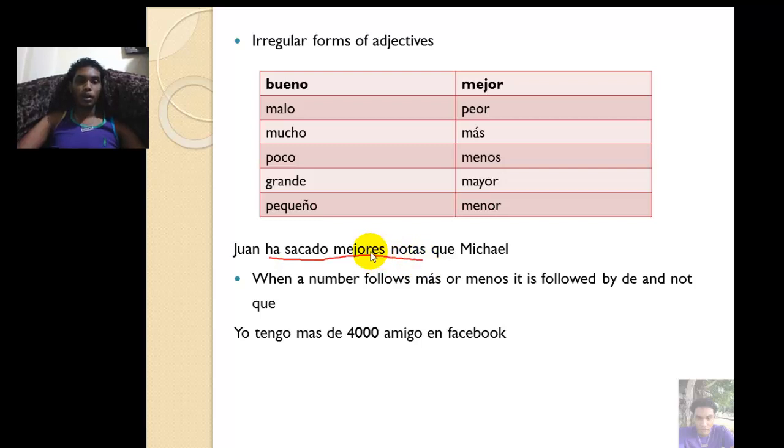Okay? When a number follows más or menos, it is followed by de and not que. So you've noticed that we had que all the time. But when there's numbers, it's followed by de. Okay? Yo tengo más de 4,000 amigos en Facebook. This should be amigos. Sorry.